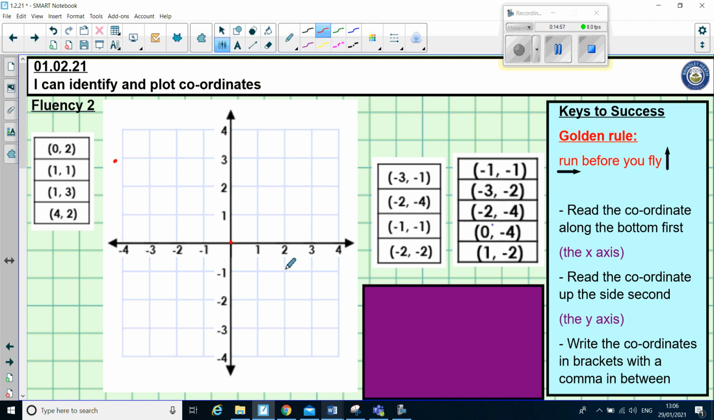Okay, for the second lot of coordinates then we've got -1, -1, which would go here, -3, -2, which would go here, -2, -4, which would go here, 0, which is quite a tricky one, remember this is our 0 line, 0, -4, which would go here, and 1, -2, which would go here. So that is where we would expect our crosses to be for that.